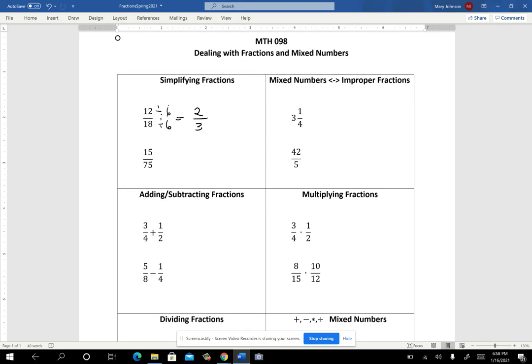Now, sometimes I'm looking at something, for instance 15 over 75, and I can see the 5 at the end. That tells me 5 would go into that. When I divide 15 by 5, I get 3. When I divide 75 by 5, I get 15. And then when I look at that, it's not completely simplified. I can tell that 3 would go into both the top and the bottom. And so if I did that, I'd wind up with 1/5.